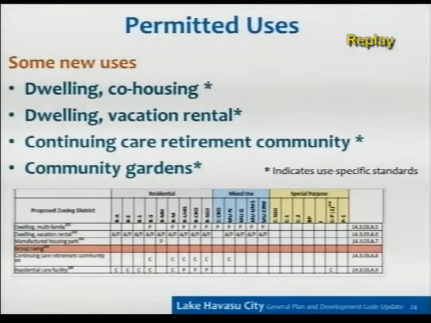I think the key issue here is how are you going to enforce whatever it is you want to do? That's exactly the question. We debated that already at a couple of different meetings, and how do you enforce this? Well, all zoning is enforced by complaint.